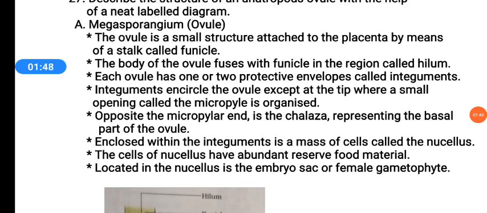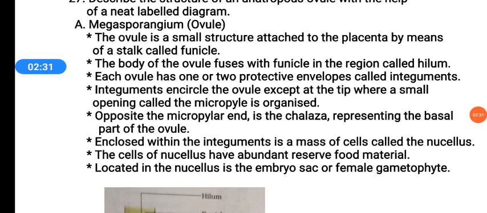Then each ovule has one or two protective envelopes called integuments. The ovules are externally covered by protective layers called integuments. The integuments encircle the ovule except at the tip, where a small opening called the micropyle is organized. In the micropyle region, the integument does not encircle or envelop. Next, opposite the micropylar end is the chalazal end, representing the basal part of the ovule.